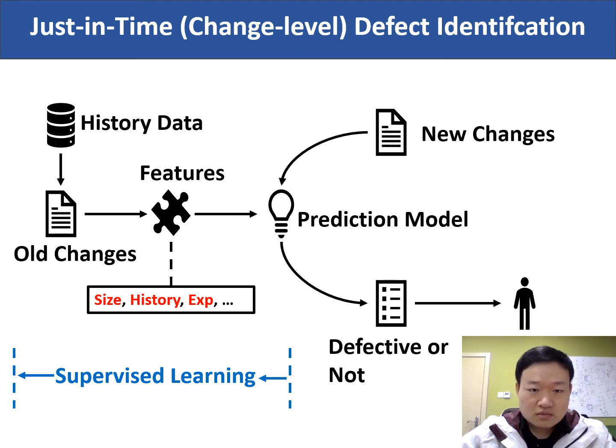First, what is just-in-time defect identification? Other studies may also call it just-in-time defect prediction. Such technique aims to identify defective change just in time. In general, we can learn a prediction model from historical labeled changes with diverse change features. When receiving a few new changes, the model can identify defective changes and provide a defective list for manual inspection. Since JIT defect identification is performed on changes, such technique is also called change-level defect identification.